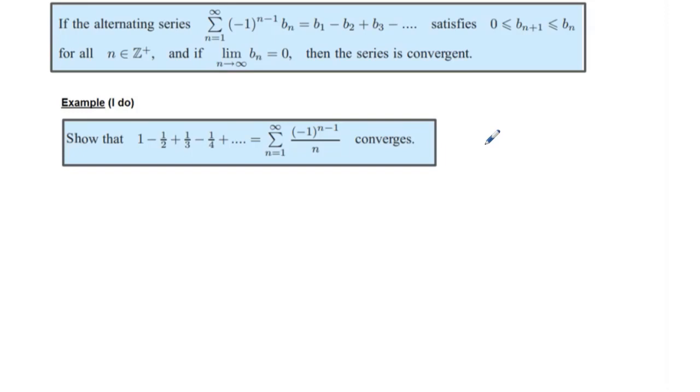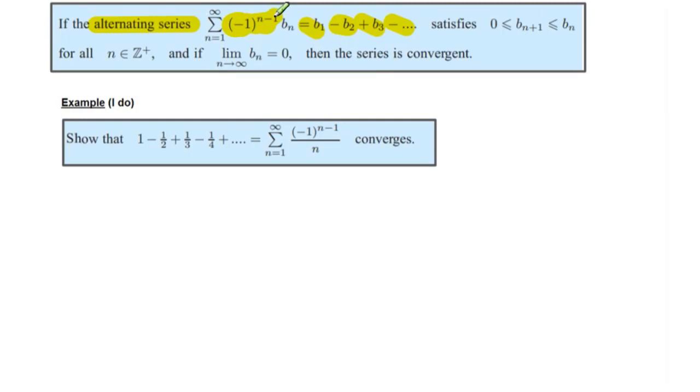If the alternating series, the sum from n equals 1 to infinity of minus 1 to the power n minus 1 times some bn, where bn is a sequence, equals b1 minus b2 plus b3 minus b4 plus b5 and so on. What that means is you can see this is positive, negative, positive, negative, positive, negative. When we say alternating series, the things that alternate are the signs, so plus, minus, plus, minus. The thing that makes that alternating happen is this bit here, minus 1 to some power.